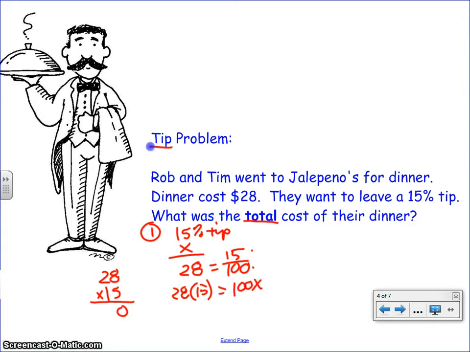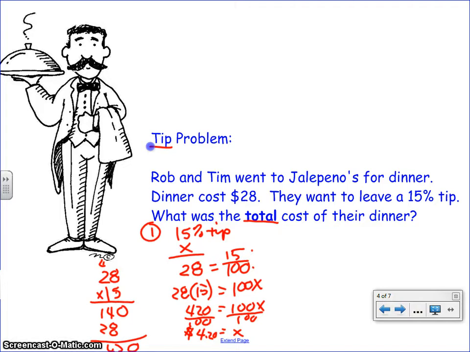So 8 times 5 is 40, carry your 4, 2 times 5 is 10, 14 plus 28. Add it up, we get 0, 2, 4: 420 equals 100x. Divide both sides by 100, right? And x equals $4.20. They're going to leave a tip of $4.20.